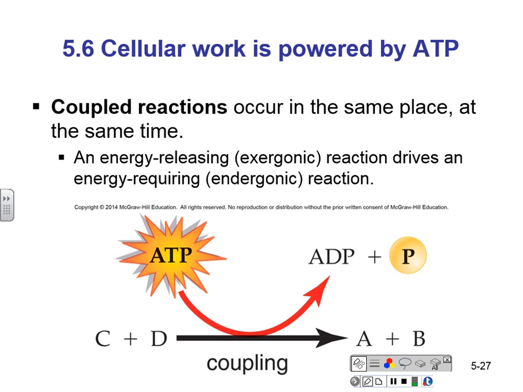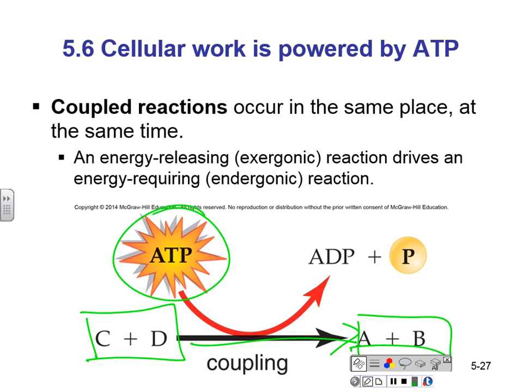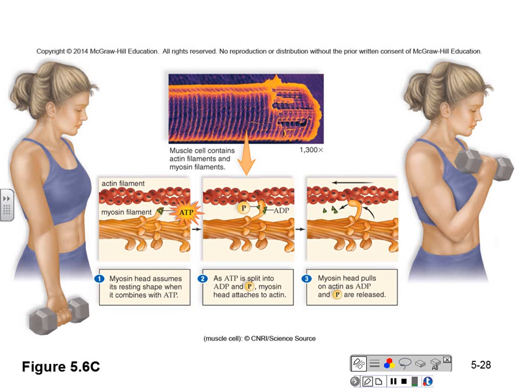Sometimes we're going to couple reactions. So I just wanted to show you this picture. If I have C and D and I want to turn it into a different product, we can use ATP, we can add energy, and we can make this reaction occur. And this is leading up to where we're going to talk about photosynthesis and cellular respiration.